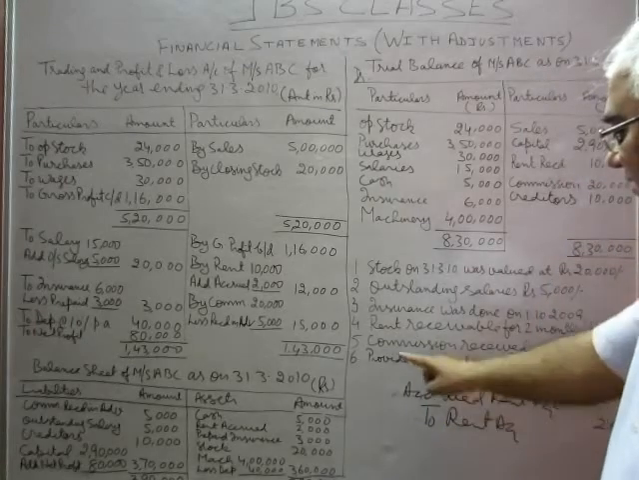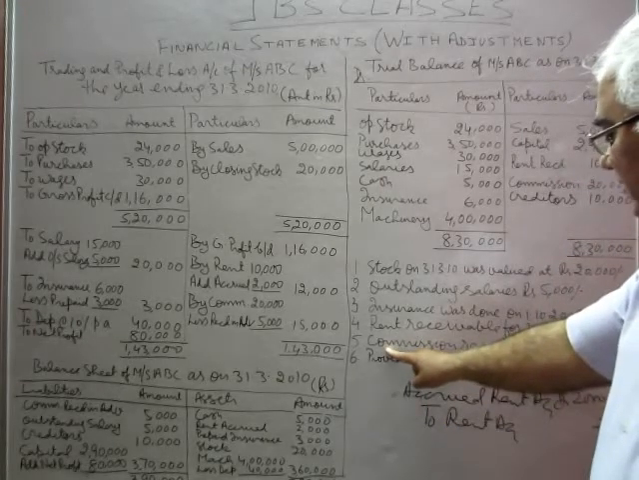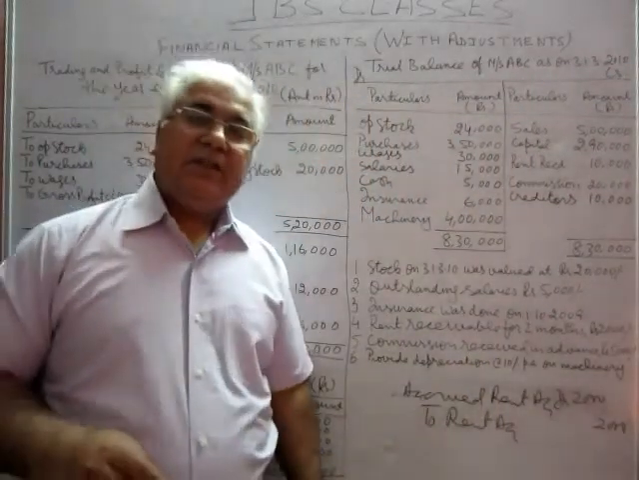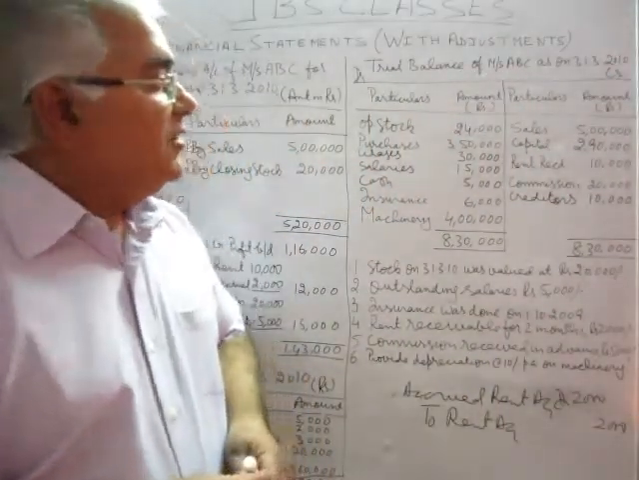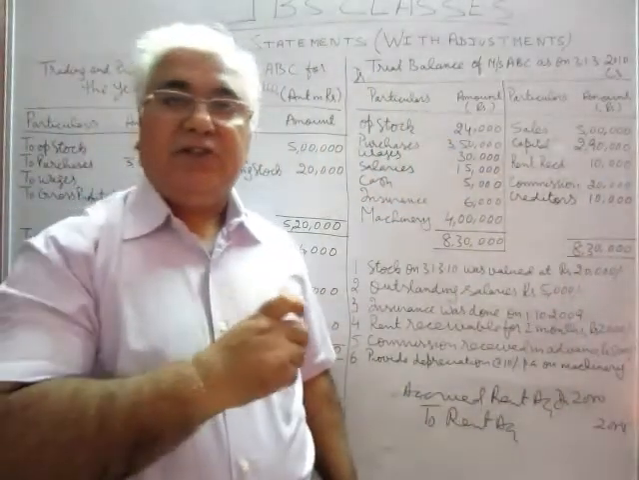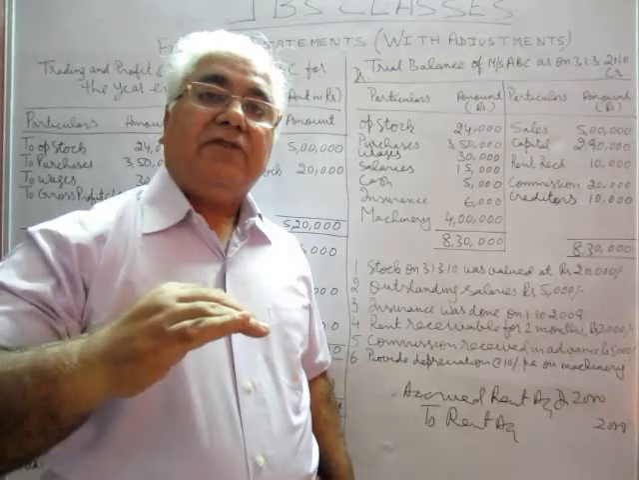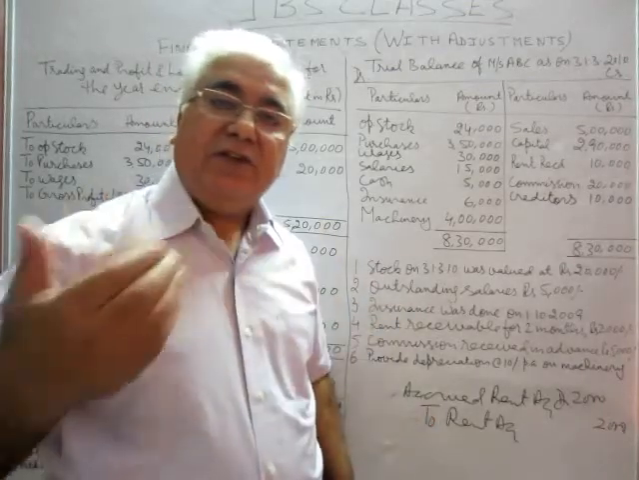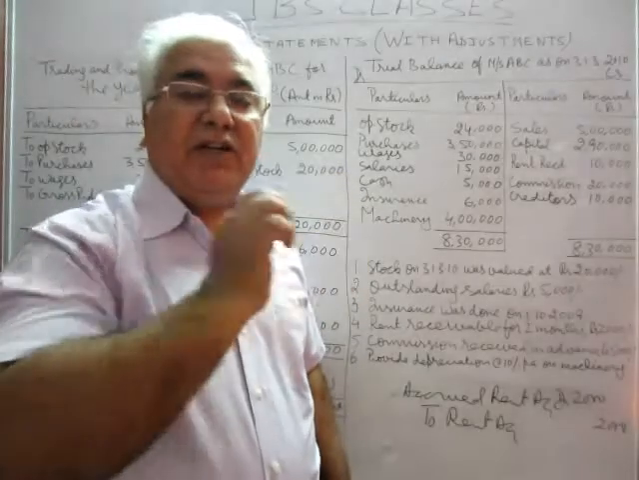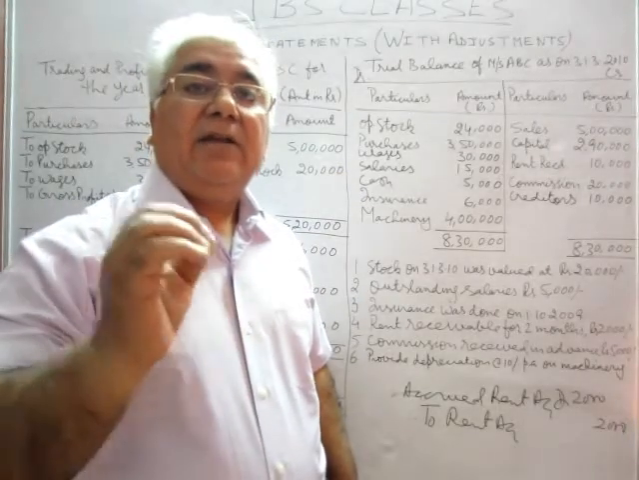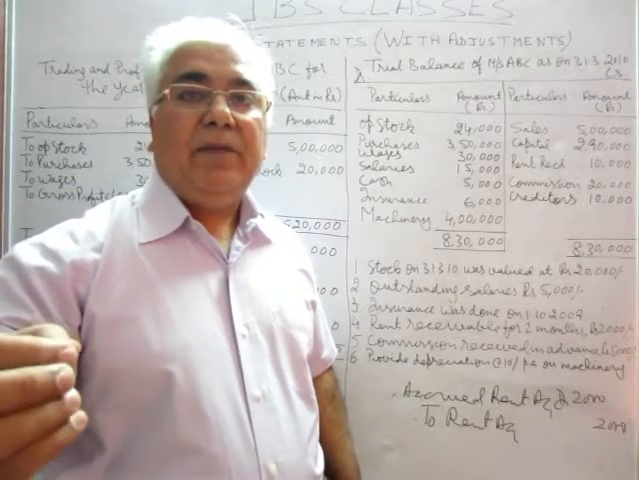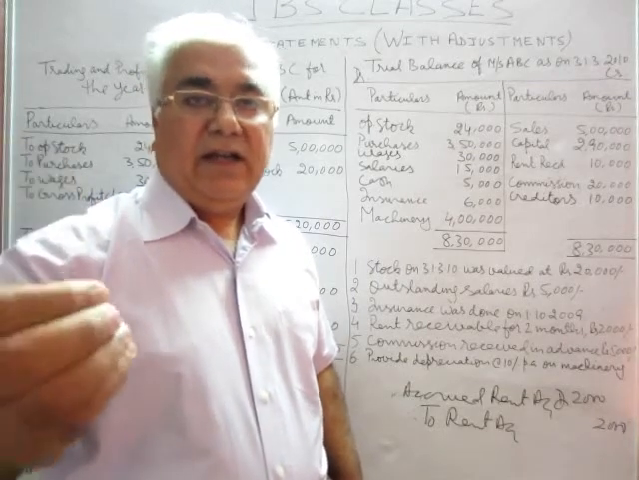And in the last, fifth adjustment is commission received in advance, 5,000. That means whatever commission we have received, 20,000 as commission in this year, out of this, 5,000 belongs to next year. This has been received in advance. Naturally, we have to show commission at 15,000 and commission received in advance is a liability. So it will be recorded as a liability.